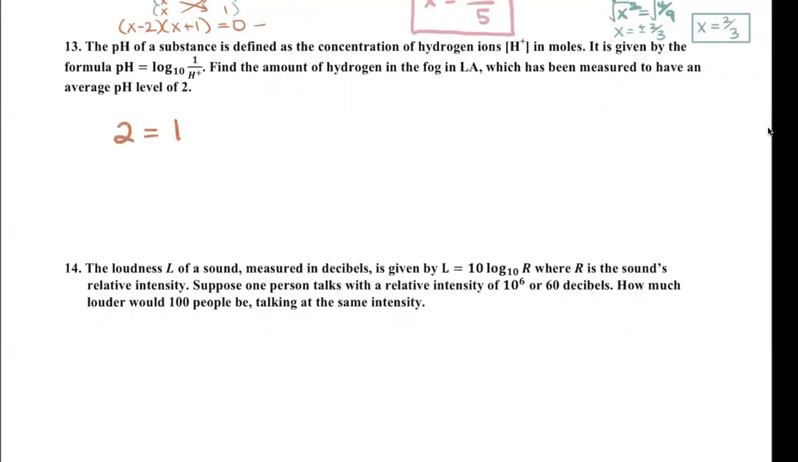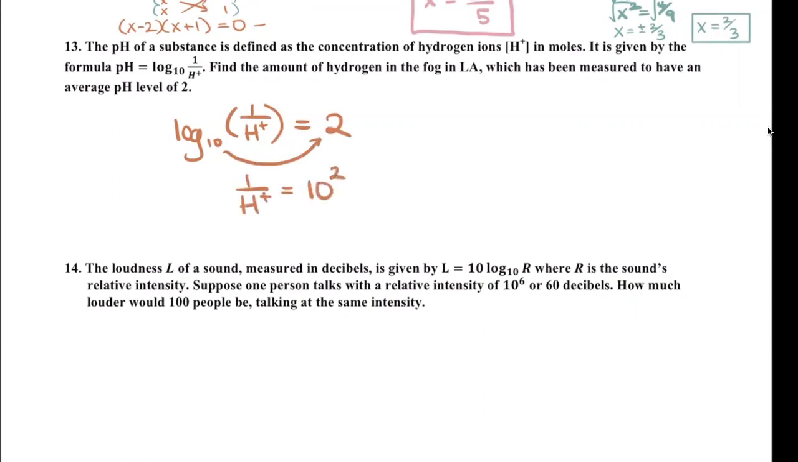All right, so I got 2 is equal to log base 10 of 1 over H plus. And don't let that plus kind of freak you out. It's just a variable. So H plus, and we're looking for H plus. So let's get this into exponential form. If you want to move the 2 to the other side, feel free, because sometimes people see it better like that, and then you can bring that 10 up, and we get 1 over H plus is equal to 10 squared. And that's equal to 100.